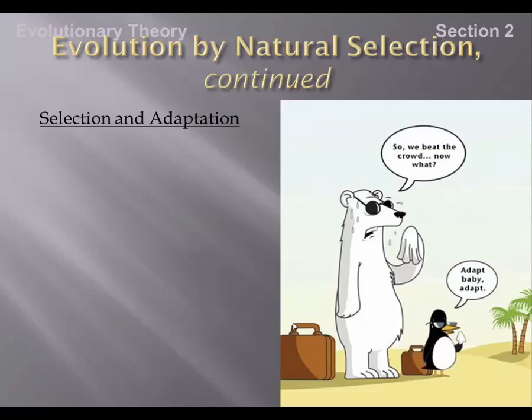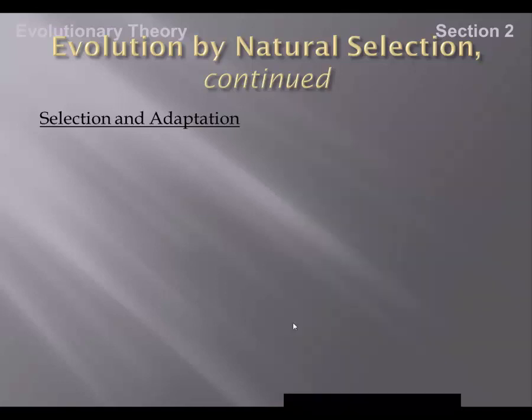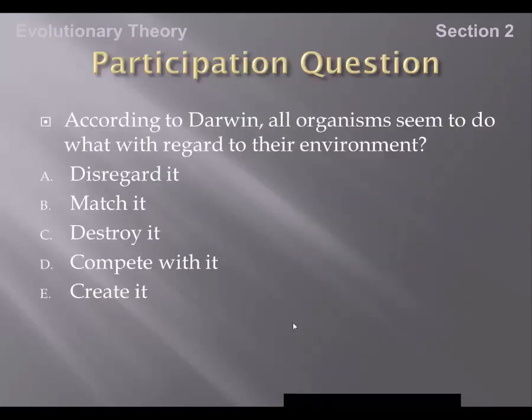So the cartoon here says, so we beat the crowd, now what? And the penguin is saying, adapt, baby, adapt. So according to Darwin, all organisms seem to do what with regard to their environment? Do they A, disregard it, B, match it, C, destroy it, D, compete with it, or E, create it?